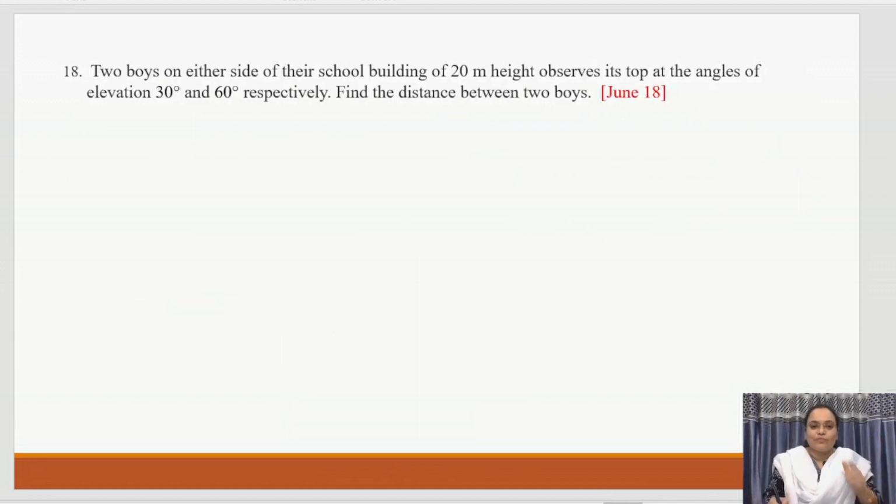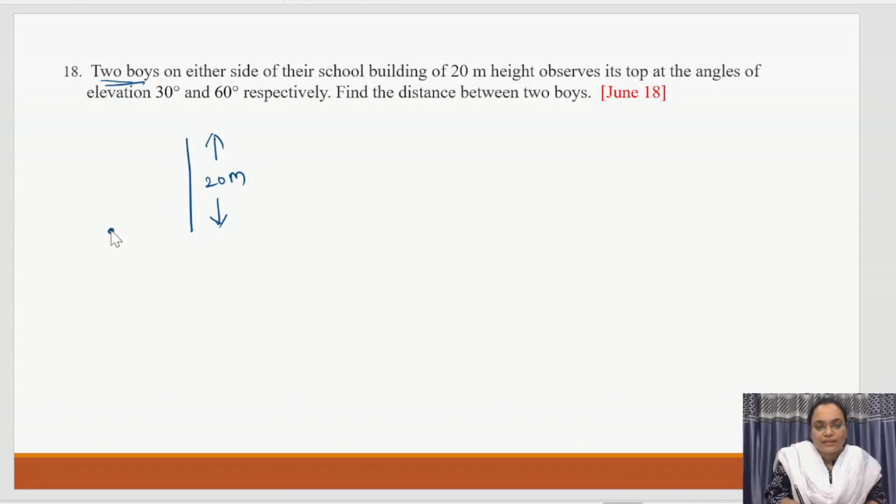So let us see the next problem. Two persons on either side of a school building of 20 meters height. So you can take this as a school building of 20 meters height. You have two persons on either side of the school building. You can take this as one person and this as the other person.